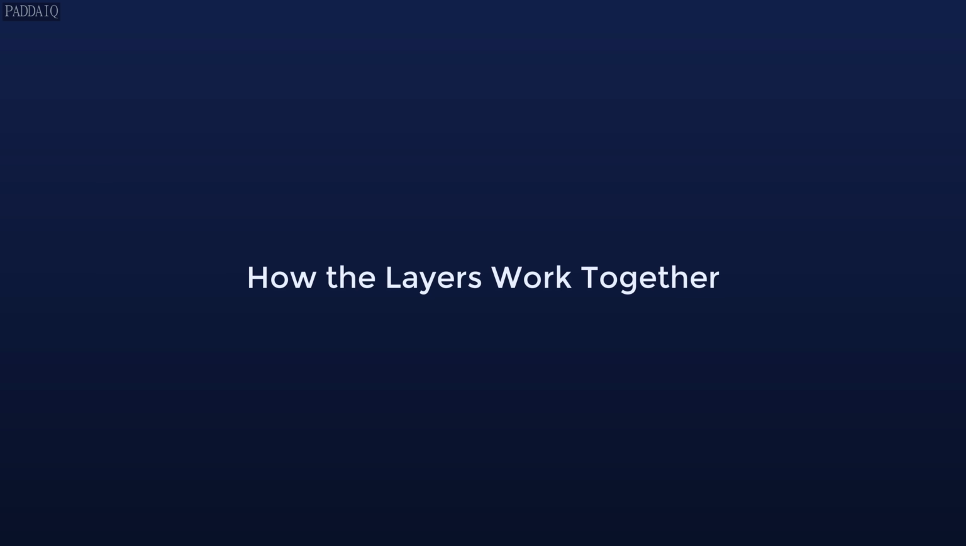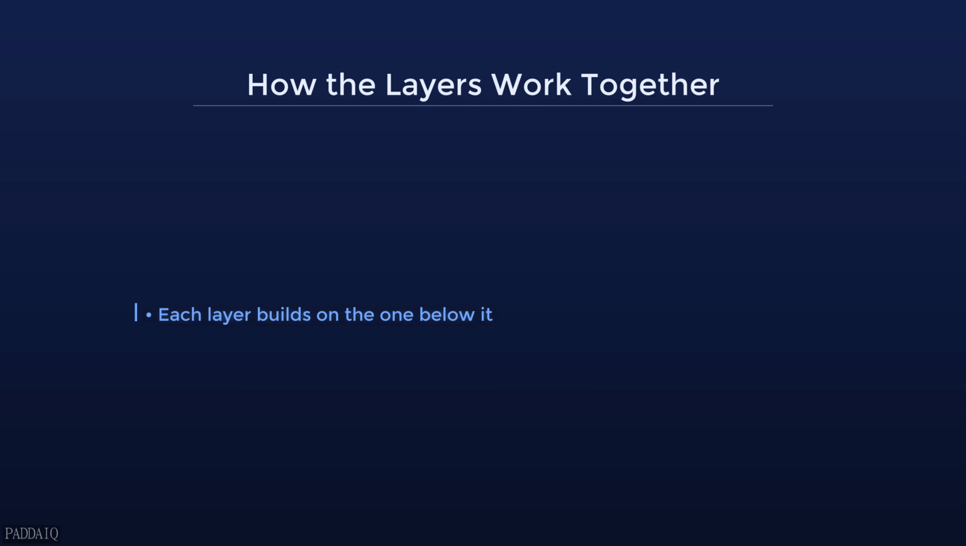Understanding the integration of system layers. Each layer builds on the one below it. This means each higher layer uses the services of the layer beneath it to function. For example, your application layer uses the database services from the persistence layer to store data. This layered approach ensures that every component has a solid foundation to operate upon efficiently.